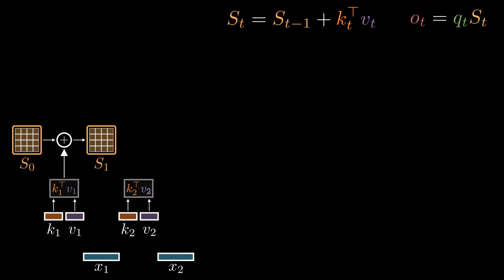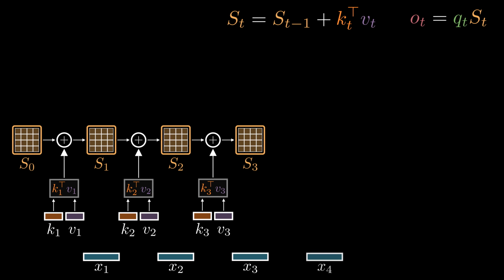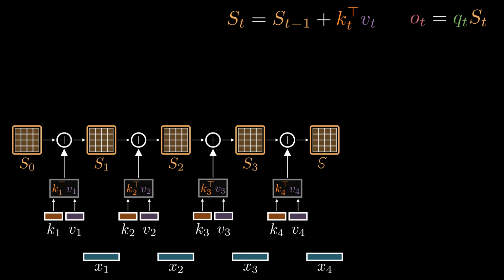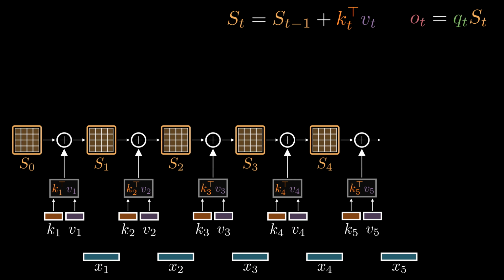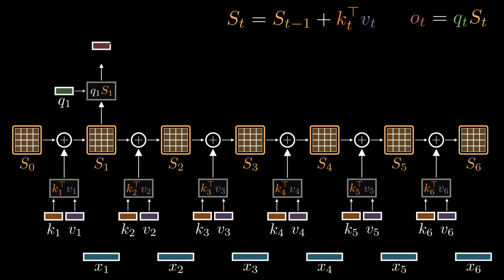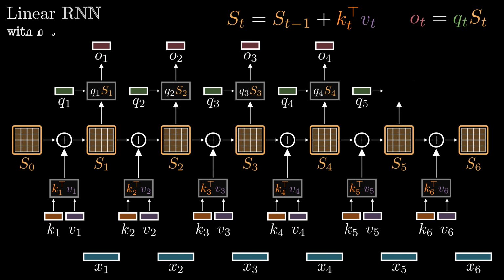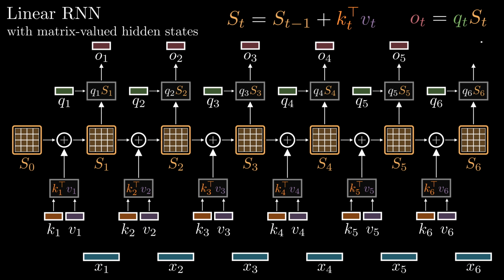For the following tokens, we repeat the same process. We take the key and value vectors, compute the rank 1 outer product, and use it to update the state matrix St. To compute a sequence of output vectors, we use the query vector and multiply it with the corresponding state matrix. The sequential computation reminds us of recurrent neural networks. But in contrast to a typical RNN that has vector-sized hidden states, here we have a matrix-valued hidden state. We call this a linear RNN.